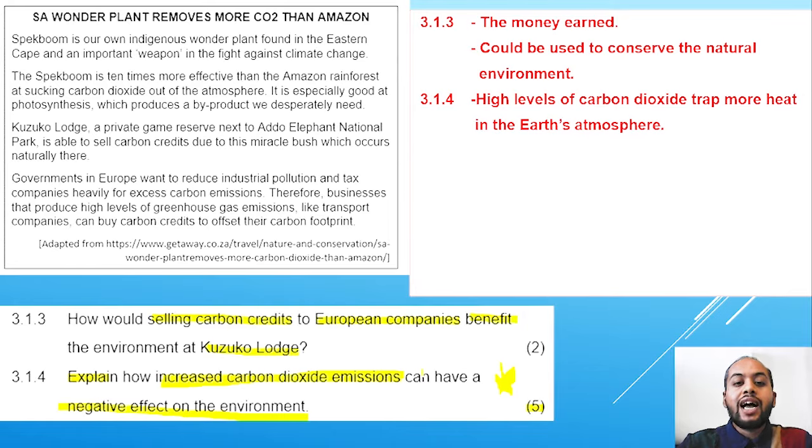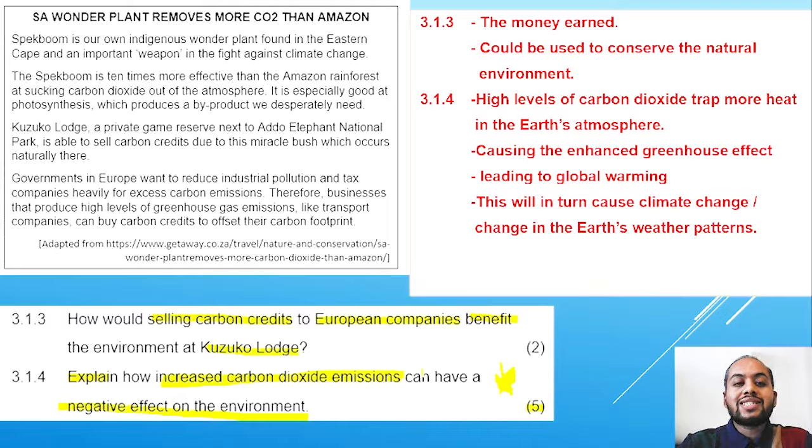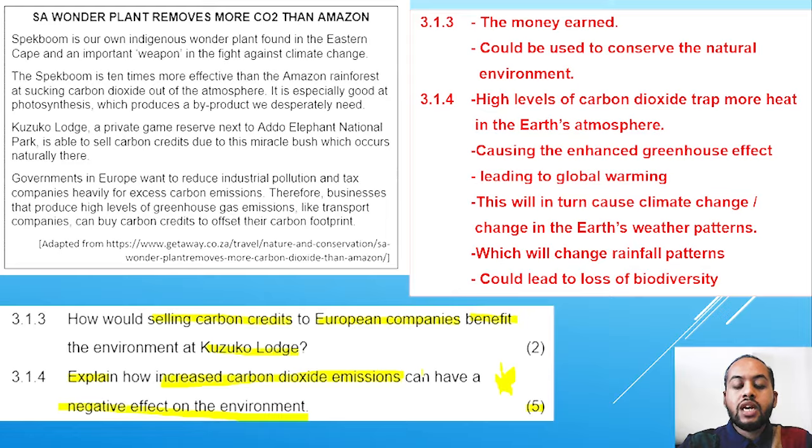So firstly, high levels of carbon dioxide trap more heat in the Earth's atmosphere. This causes an enhanced greenhouse effect. The enhanced greenhouse effect will cause global warming. This in turn causes climate change. You can have change in the Earth's weather patterns, and this will cause a change in rainfall patterns, and temperatures will also start to increase as well. Ultimately, it could lead to a loss of biodiversity. So we can start losing our plants and animals that make up the environment.